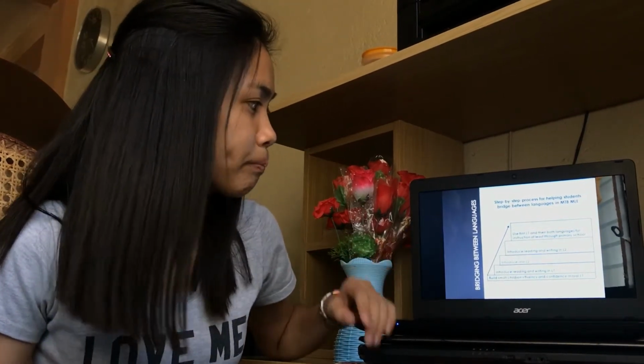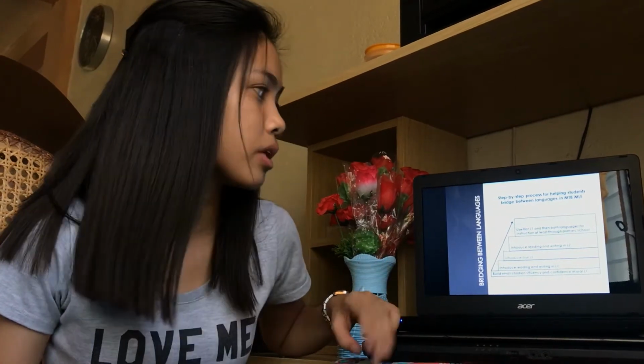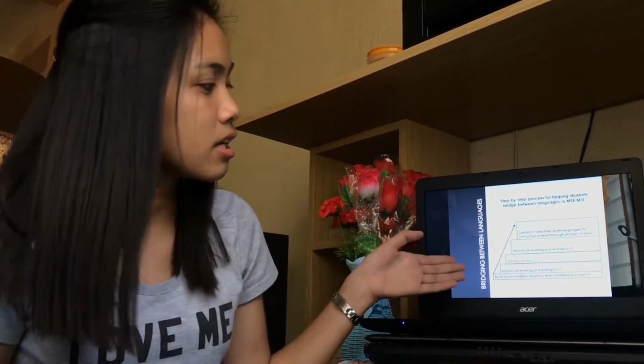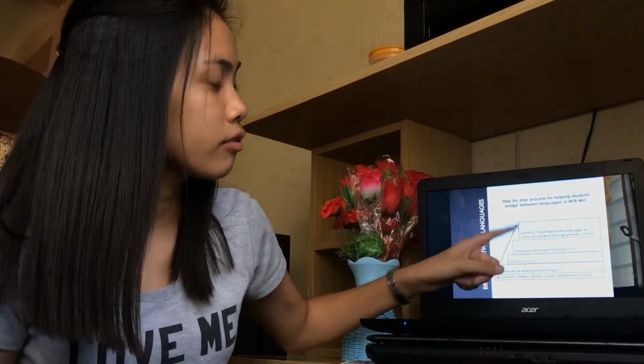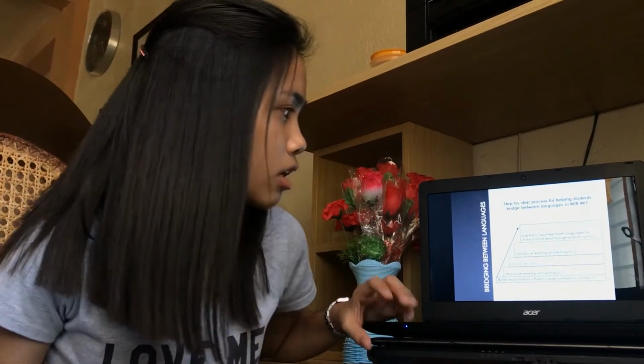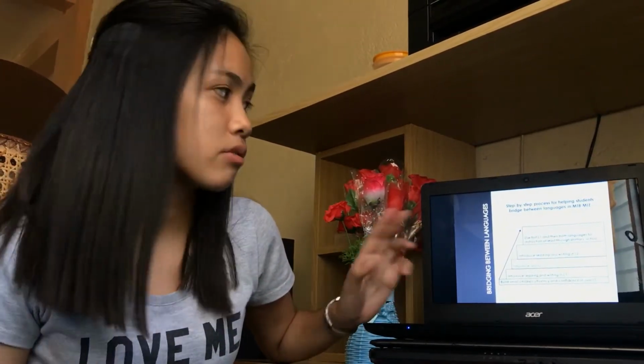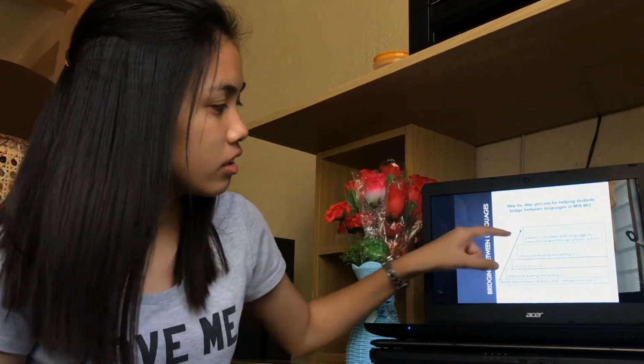The fourth step is continue oral and written L1 and oral L2 as subjects wherein you will introduce reading and writing in L2. And then the last step is continue oral and written L1 and oral L2 as subjects. Use first L1 and then both languages for instruction at least through primary school. So here are the 5 steps for helping students bridge between languages in MTB-MLE.